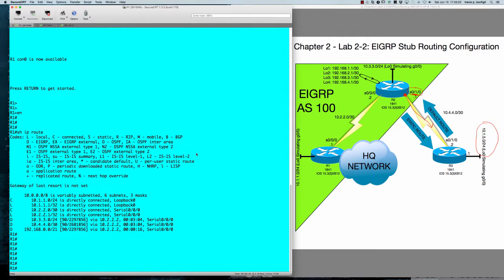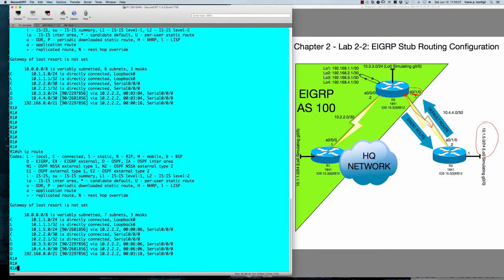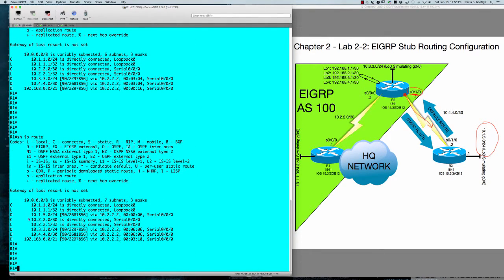So if I step back over here to router 1, let's take a look at the routing table now. So I say show IP route, and what do we see that's different? Well, right away, we notice that for whatever reason, we are now originating the LAN segment that sits behind router 3 into EIGRP. And this is interesting, right?